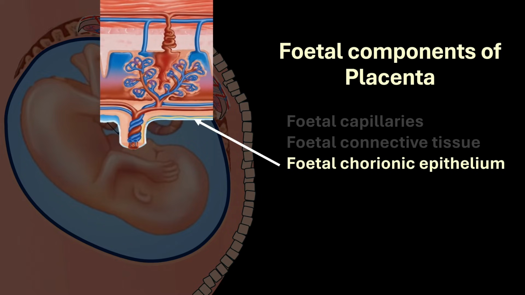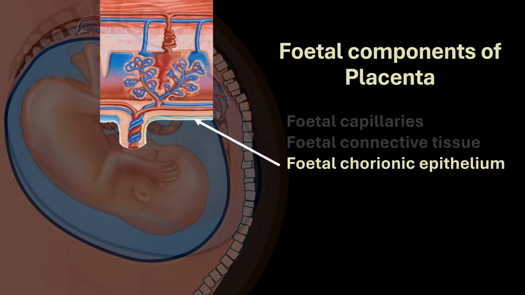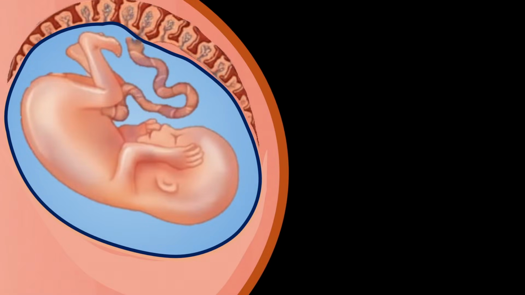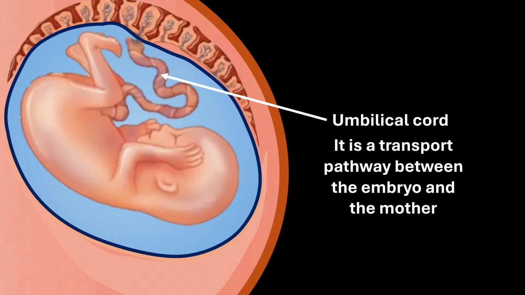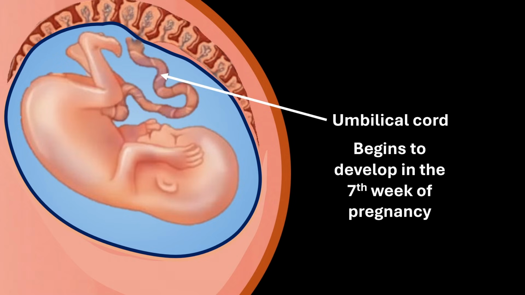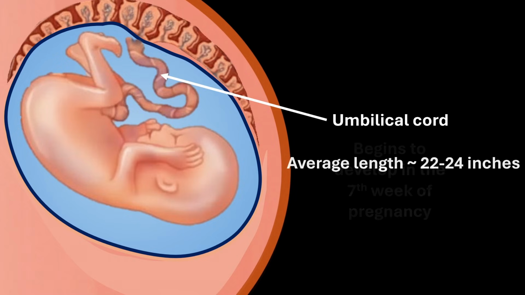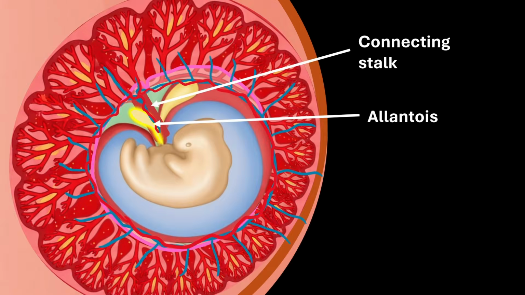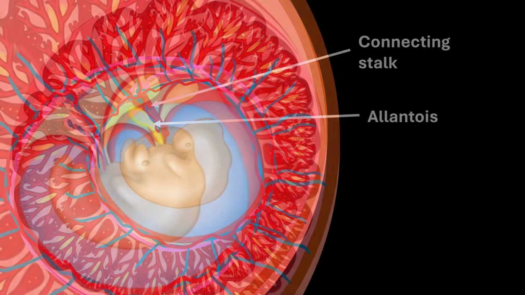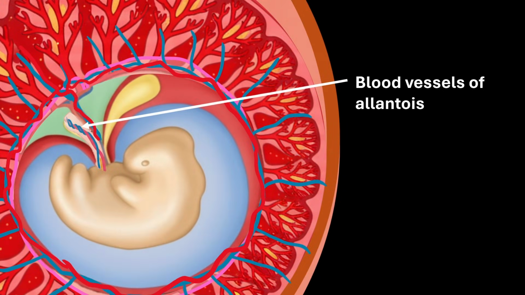Now let's understand the structure that physically connects the embryo to the placenta and thereby to the mother, which is the umbilical cord. The umbilical cord is very important structure in pregnancy as it is a transport pathway between the embryo and the mother. It begins to develop in the 7th week of the pregnancy. The average length of the umbilical cord is 22 to 24 inches, but it can grow up to 60 centimeter long.